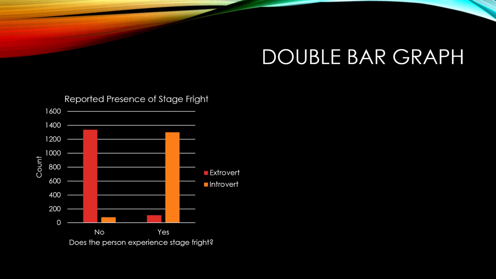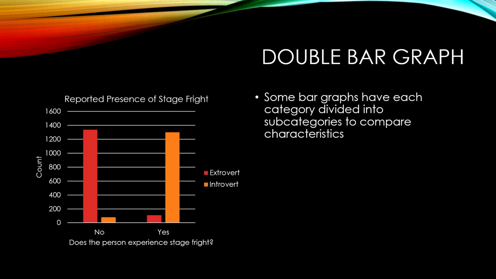We also have the very fun double bar graph. I got this data from some real data I found online where we use a double bar graph to compare who experiences stage fright. So notice here in the left-hand set of bars, these are people who said no to stage fright. The red people are people who are considered as extroverts. The orange as introverts, as you might imagine. Extroverts report not having stage fright a lot more, whereas introverts report having a lot more stage fright.